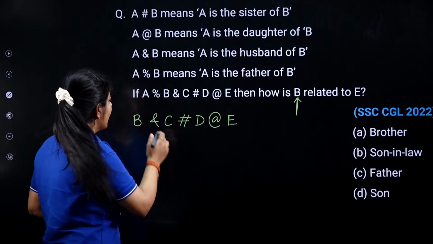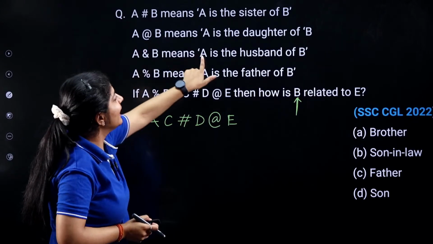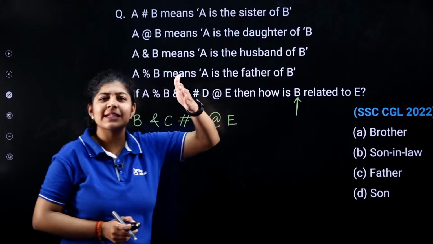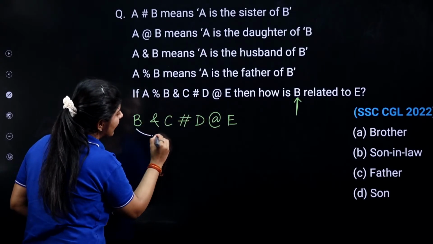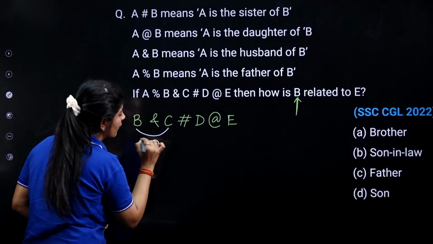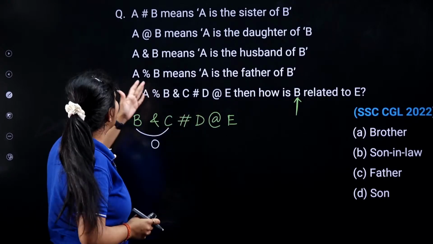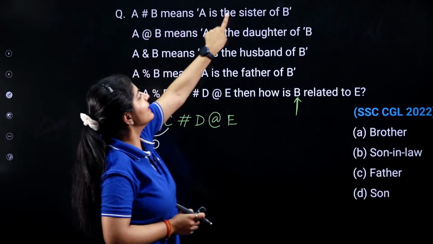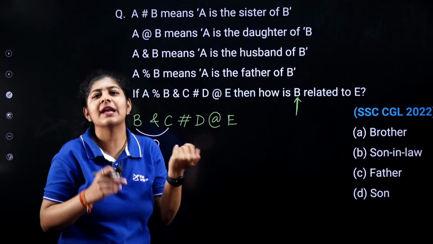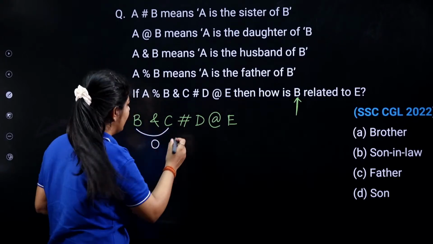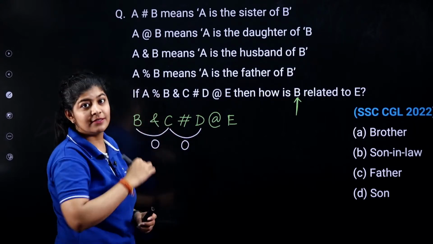So let's see. Here, B and C. Where is 'and'? Over here. B is husband of C. That means husband and wife lie in the same generation, so the generation gap between these two entities is 0. C hash D. Where is hash? Over here. C is sister of D. Again, sister and brother lie in the same generation level. So again, the generation gap between these two entities is 0.